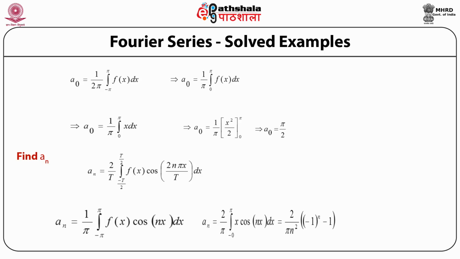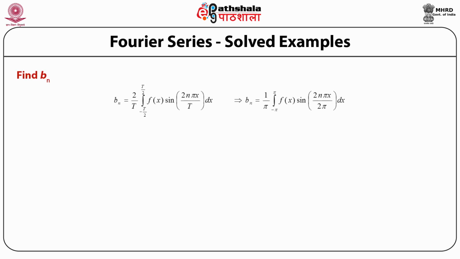Now when you solve this to put f of x as x and then cos nx dx, you know how to solve it, because again it is integration by parts. That is something you will have to try out, but I can tell you the end result. It's going to be 2 over pi n squared times (minus 1 to the power of n minus 1).